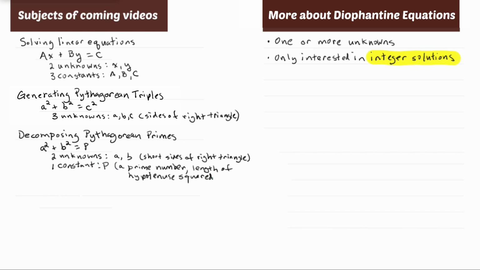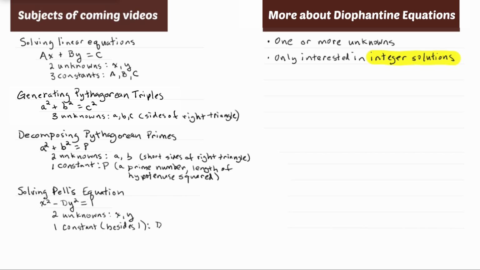hypotenuse. In coming videos, we'll see how to identify which primes are Pythagorean and to use simple continued fractions to find integer lengths a and b. This is what we mean by decomposing the prime. The remaining subject that's planned is solving Pell's equation. It looks like this: x squared minus d times y squared equals 1. There are two unknowns, x and y, and one constant d, which is a positive integer that is not a perfect square. In coming videos, we'll see how to find integers x and y that solve this equation.